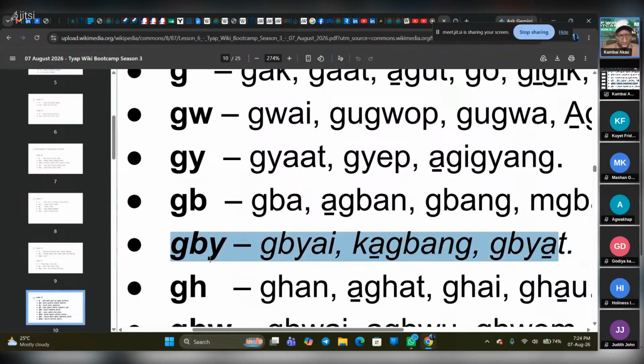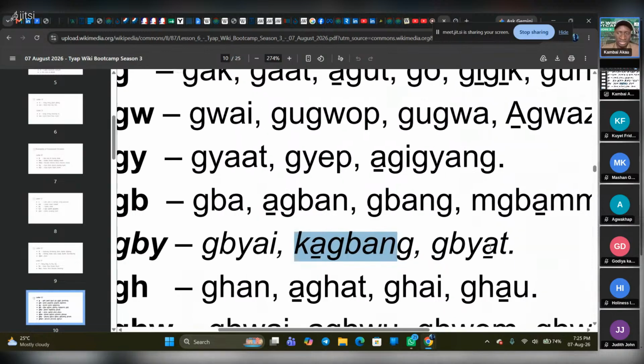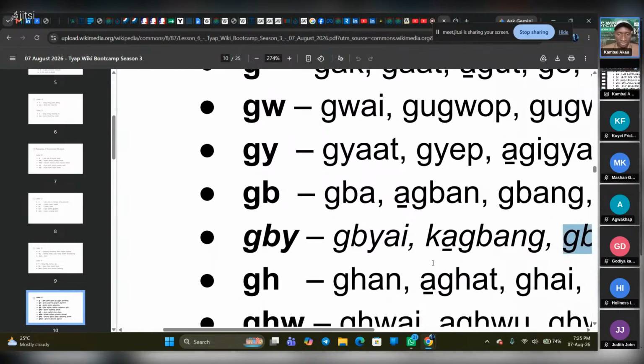For example, when you go to Shongashui, instead of the people saying GBAI, buy, they'll say BI. And instead of saying Kagbang, they'll say Kagbiang. And then instead of saying but, they'll say Biat. So they always labialize the ba sound, or in many cases.